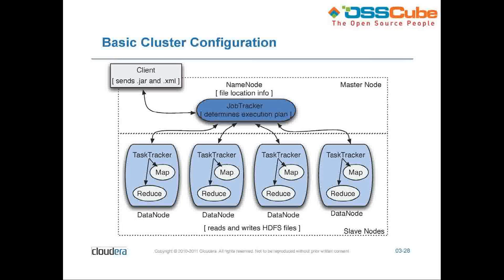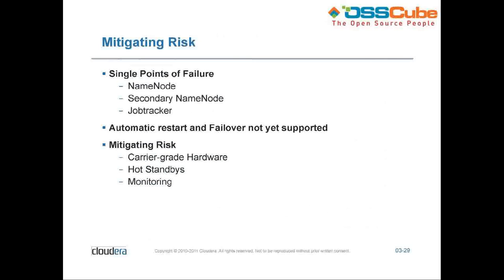The task tracker then executes the job. It first executes the mapper bit, and once the mappers have finished, then the reduce bit gets executed. The output of your MapReduce job then gets written back on the HDFS file system, on the cluster. So once your MapReduce job is done, you can go into HDFS and look up the output of your MapReduce job.